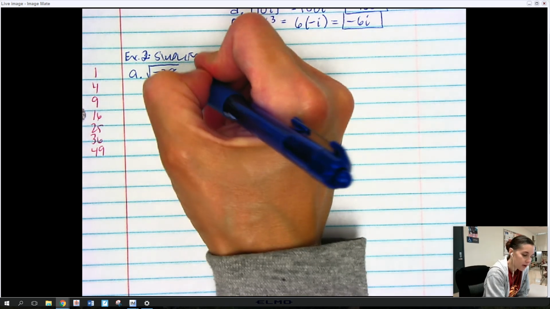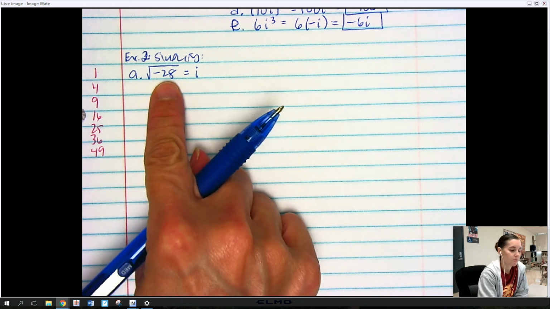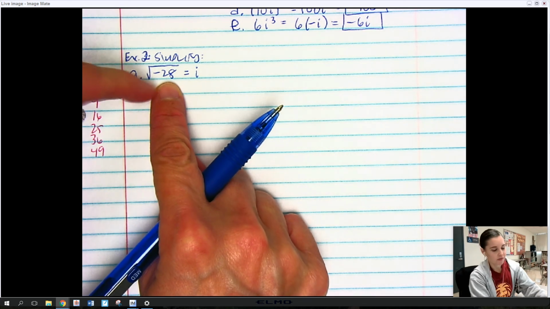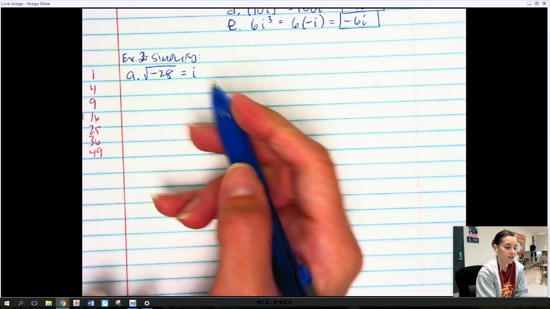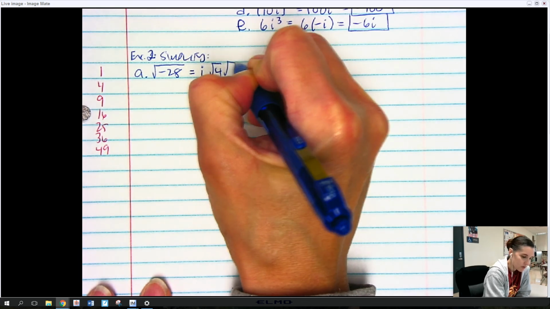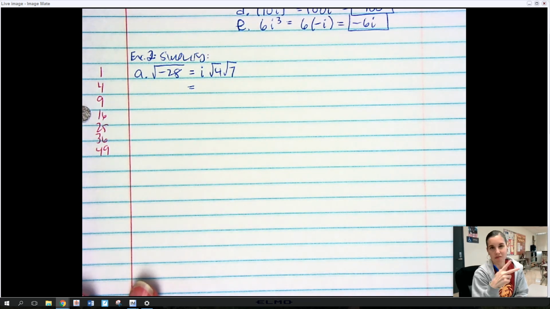Now the first thing you have to do though is clear out the i. So I've got to take the i out first. And now I break down my 28. If I start, half of 28 is 14. Does 28 divide by 9? Nope. Does it divide by 4? Yes, it does. And it's 4 times what? 4 times 7. So when I do my answer, I'm going to show you two ways that you can write it. It's totally your choice.